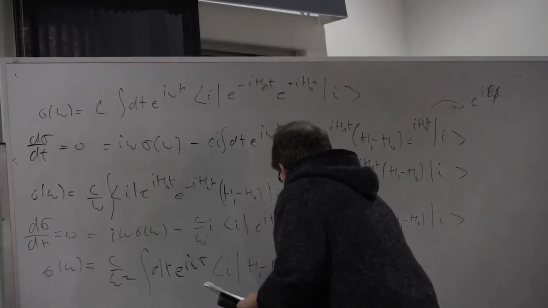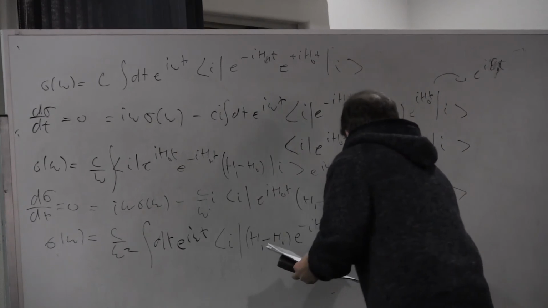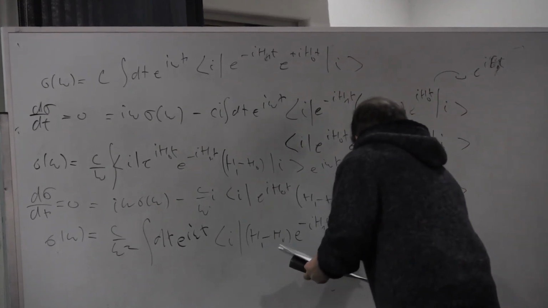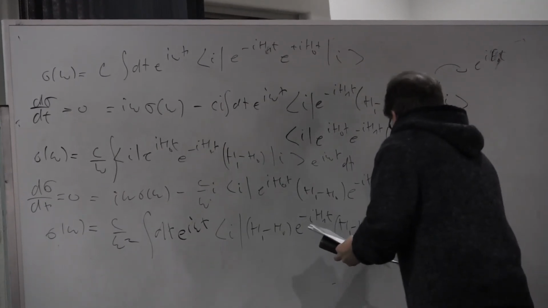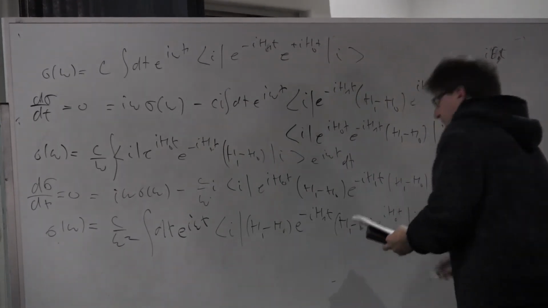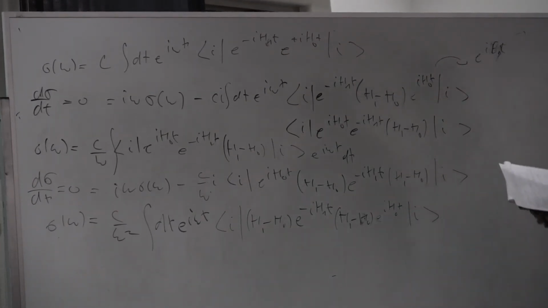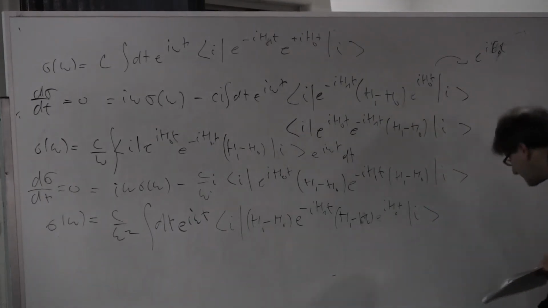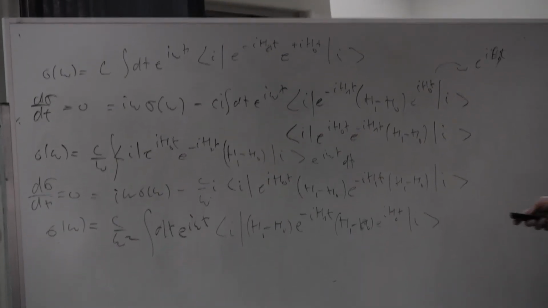h1 minus h0 e to the minus h1t, h1 minus h0 e to the I h0t. Yeah? So that's really the expression we wanted. I can show that again. Where was it? Oh, it's there, right? Here's this expression. It's exactly now derived from this one.